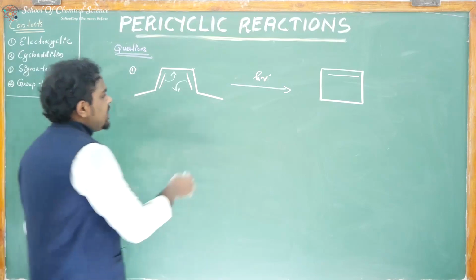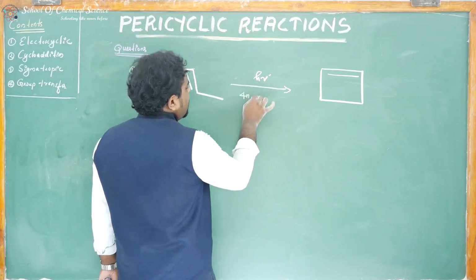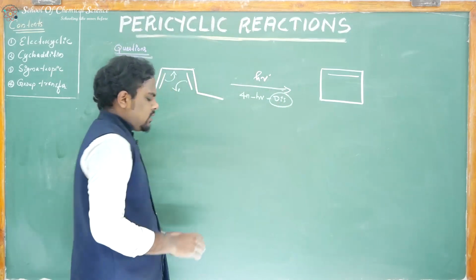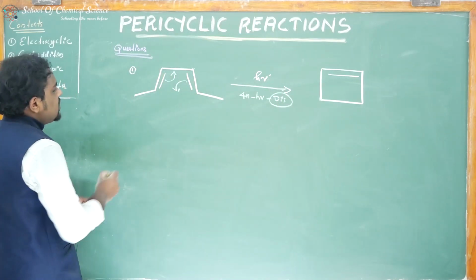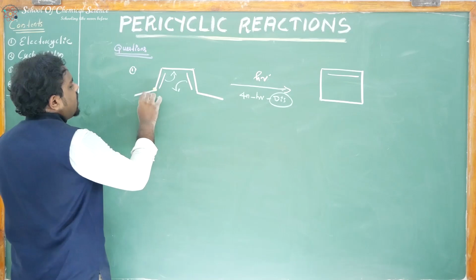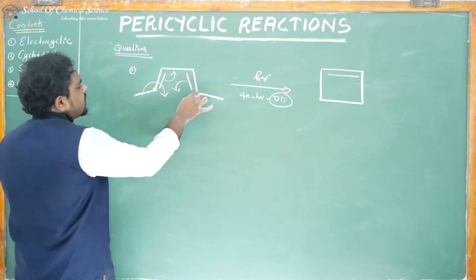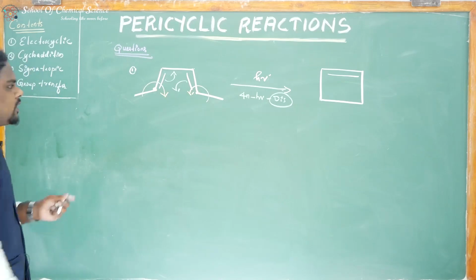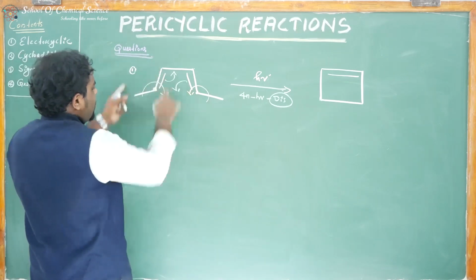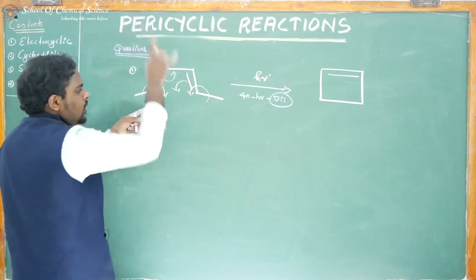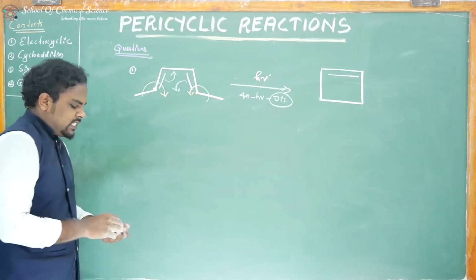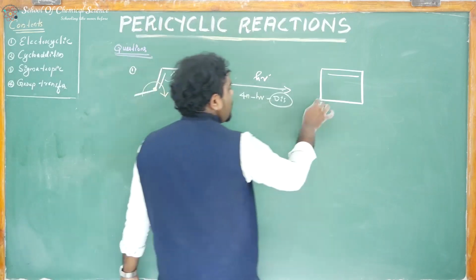So here the system is 4n, photochemical condition, so the rotation is disrotation. Disrotation means first carbon clockwise, fourth carbon anti-clockwise. Clockwise rotation of the first carbon puts CH3 above; anti-clockwise rotation of the fourth carbon also puts CH3 above. So both CH3 are above the plane.